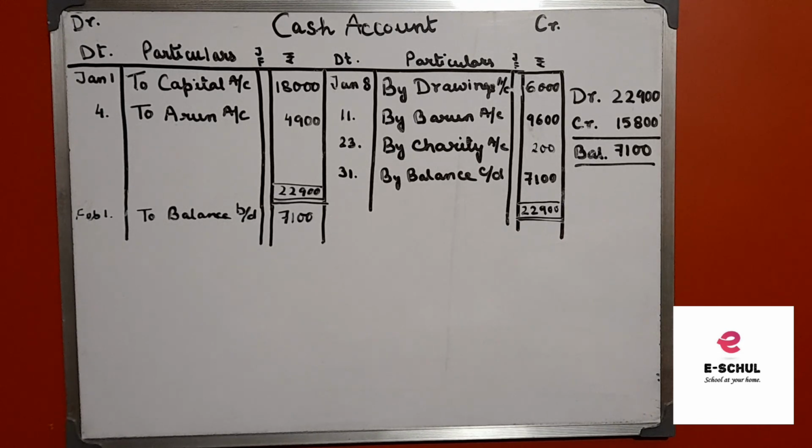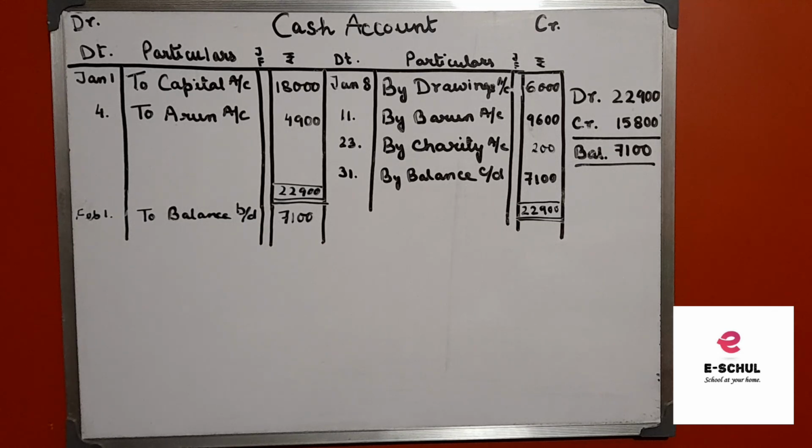I have already given you the format, but I am dictating it once again. That is cash account at the top, debit and credit side. Then under the debit side: date column, particulars, JF, that is journal folio, then amount. Again on the credit side: date column, particulars, JF, amount column.